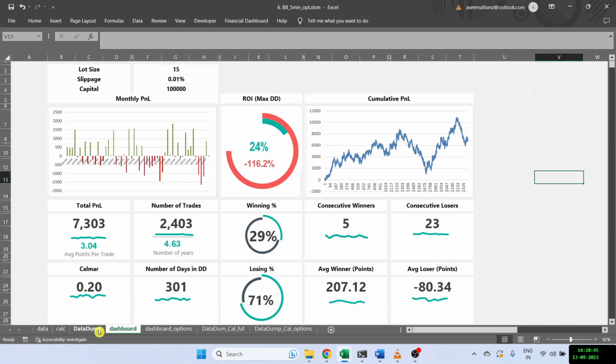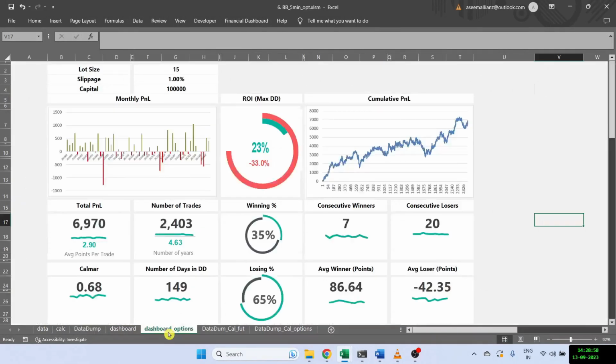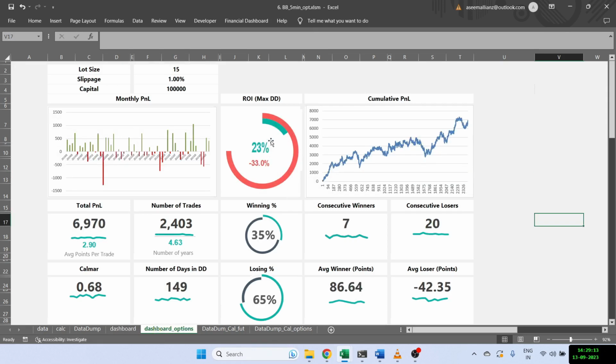So as usual, I've tried to do the same strategy with option selling. That means whenever I was getting a buying trade, I was shorting the at-the-money put. And if I was getting a selling trade, I was shorting the at-the-money call. And these are the results for the option selling system. You would notice that the results are much better now. The drawdown has drastically reduced from 116% to 33%, while keeping the ROI almost constant.